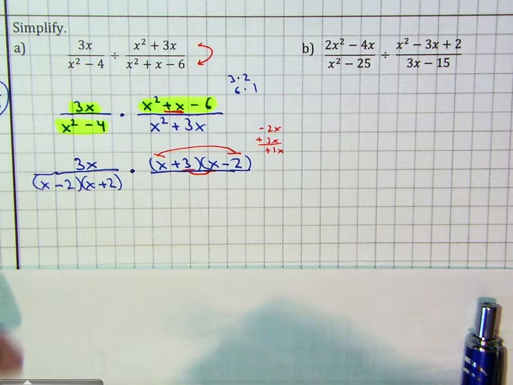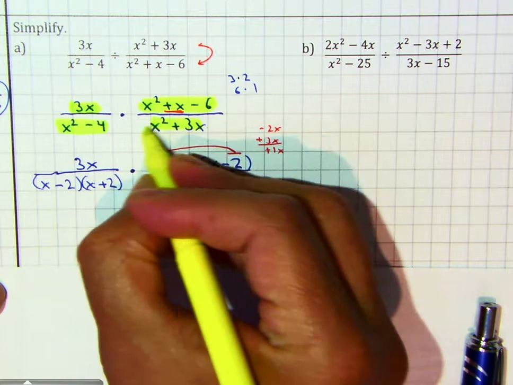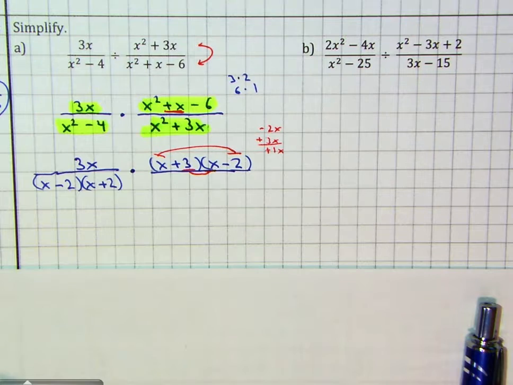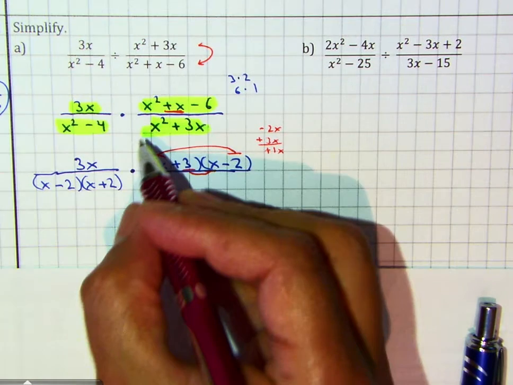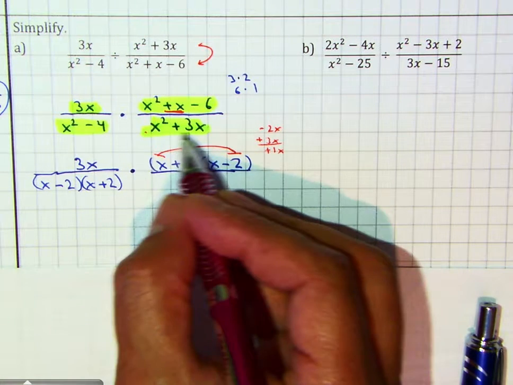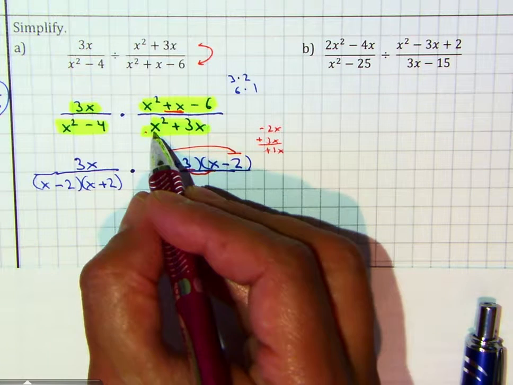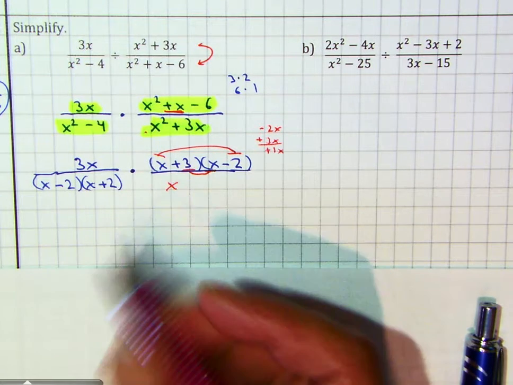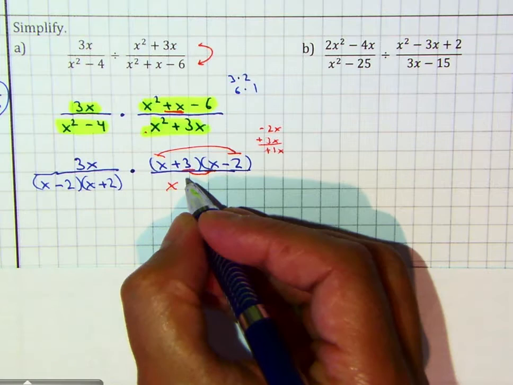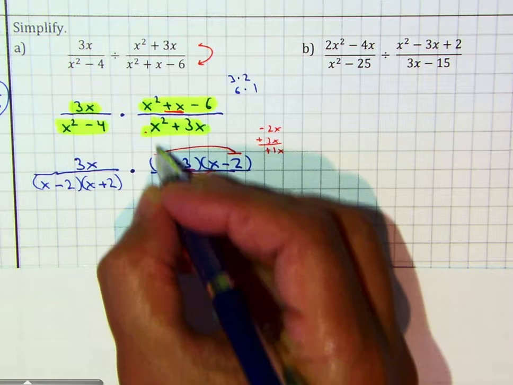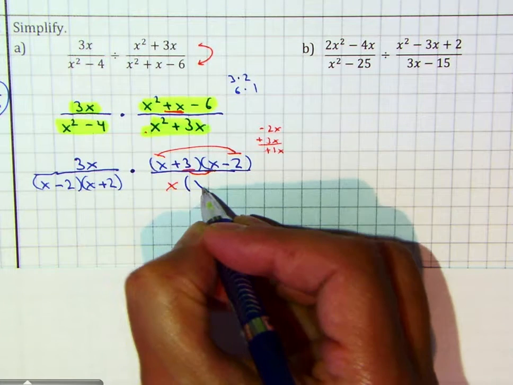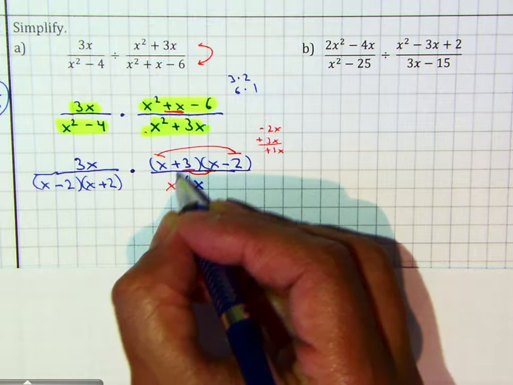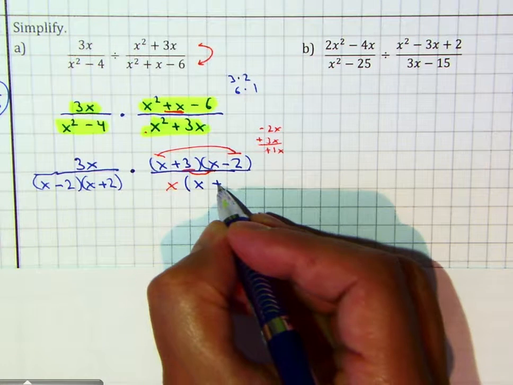My denominator, what can I factor out? 2 terms. This one doesn't have a number, so I cannot factor a number out, but I can factor an x. And what's left behind? What do I need to multiply x by to end up with x squared? x. What do I need to multiply x by to end up with positive 3x? Positive 3.